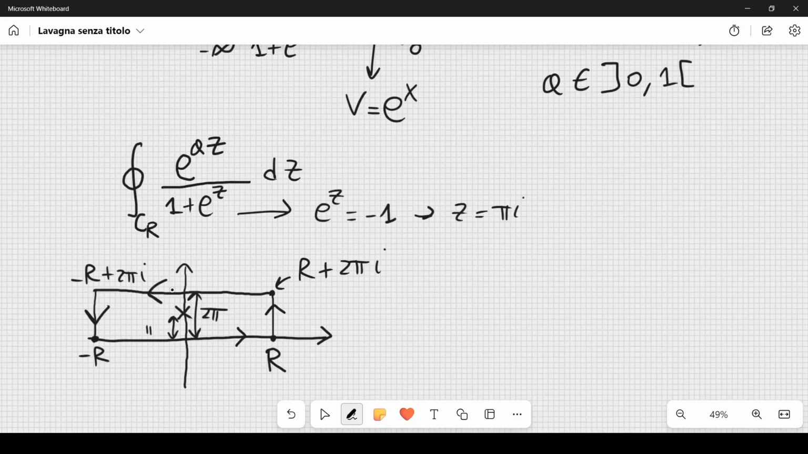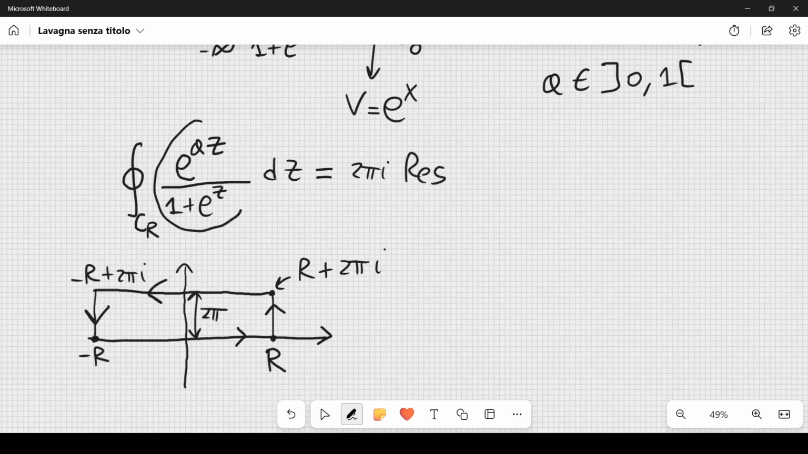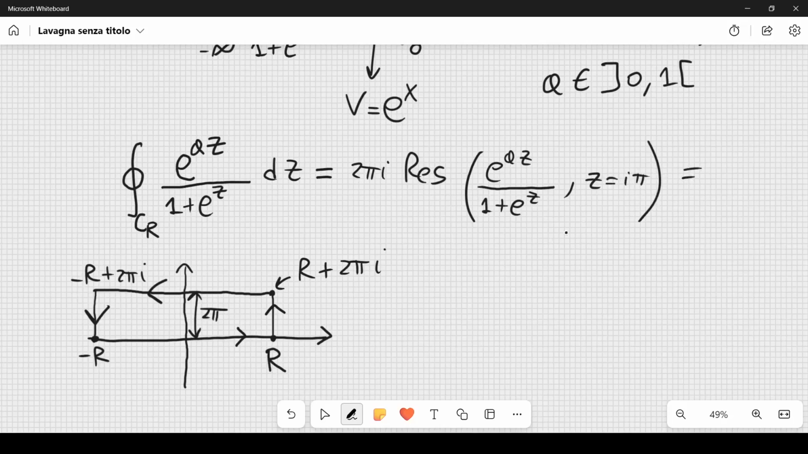Now, by knowing this, we can apply the residue theorem to this contour. So let me erase this part, and I'm going to write it here. This integral will be equal to 2 pi i times the residue of this integrand, e to the az divided by 1 plus e to the z, and we have to evaluate the residue at z equal to i pi. So how do we do that?